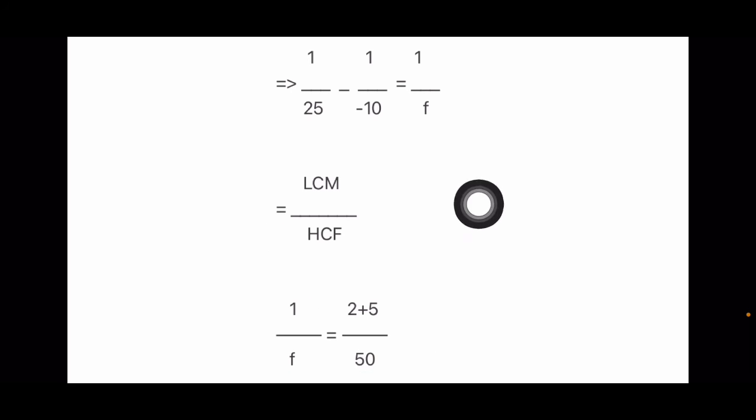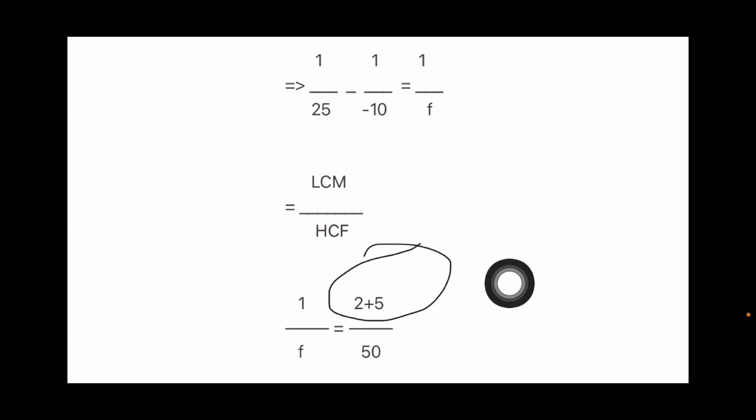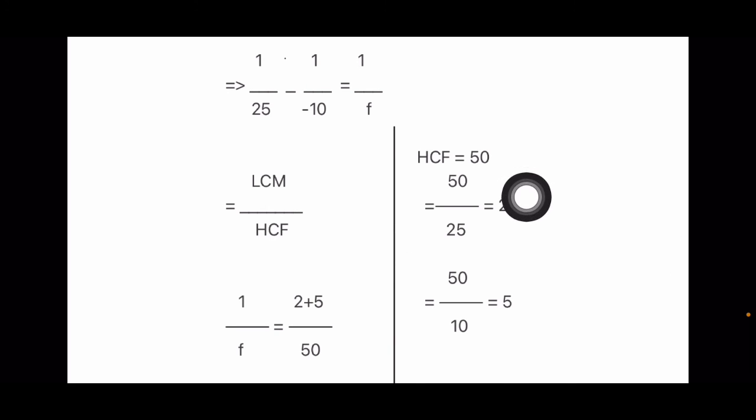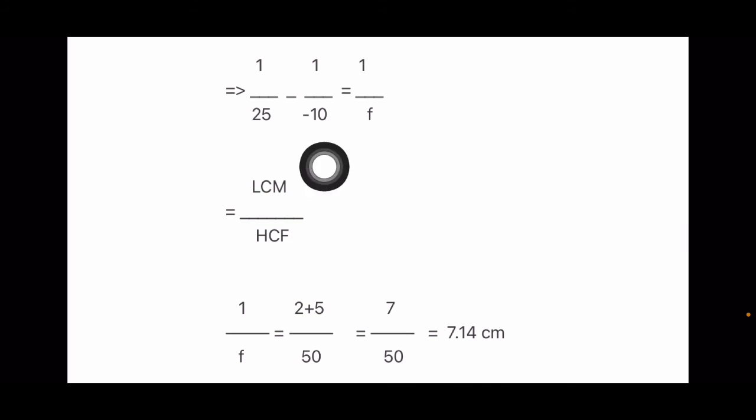So now we get the values. 1 by f is equal to 2 plus 5 divided by 50. Now you might be wondering why we get 2 plus 5. We get this by dividing the HCF with the denominators over here. So 50 divided by 25 is equal to 2, and 50 divided by 10 is equal to 5. Now, coming back to the equation, 1 by f is equal to 2 plus 5 by 50. Then we get 7, since 5 plus 2 is equal to 7. So the value is 7 by 50.